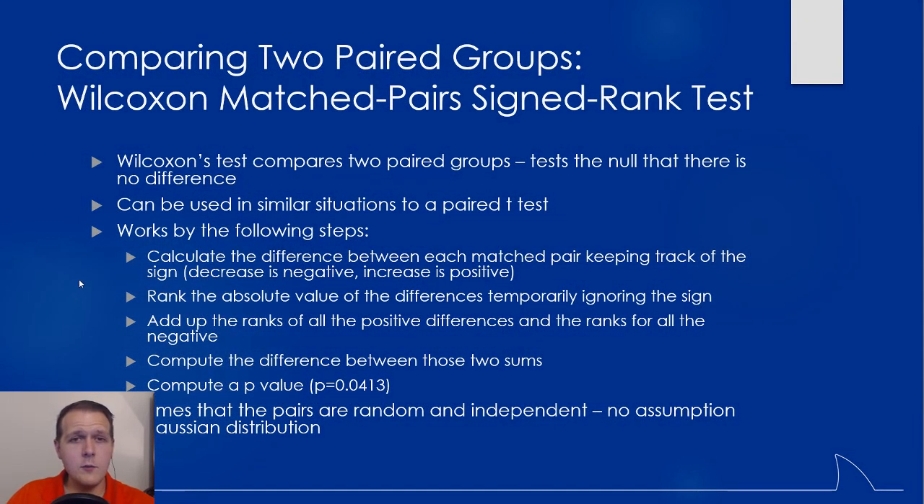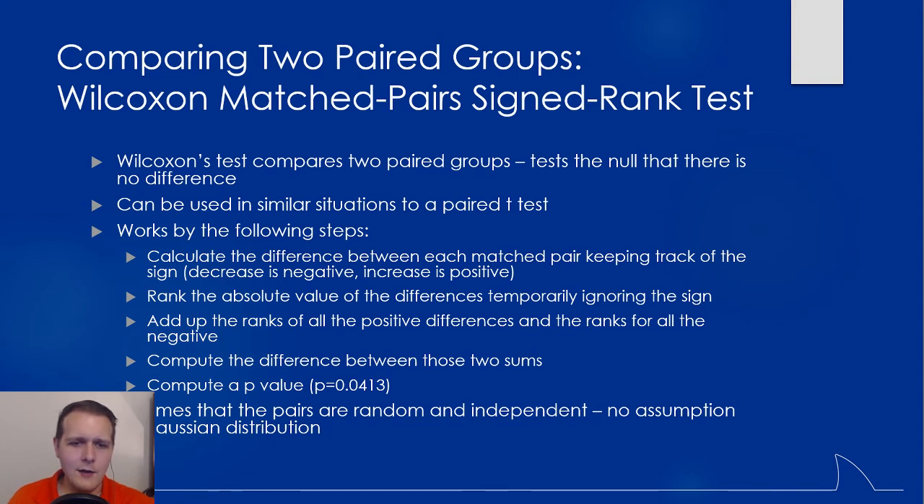Another way that we can do this would be to compare two paired groups. This is where we have a Wilcoxon matched pairs signed rank test. And again, some of these names are a little bit of a mouthful here. But if you have two paired groups, just like we have a paired t-test, this is where the Wilcoxon rank sum test comes into play.